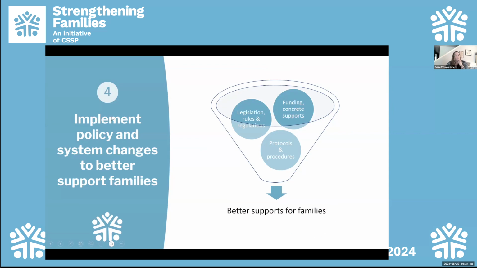The fourth core function is implement policy and system changes to better support families. And so we've actually separated this out. Those of you who were familiar with the previous core functions of implementation, practice change and policy and system change were all bundled together. So we've pulled those apart a little bit now because it is different.